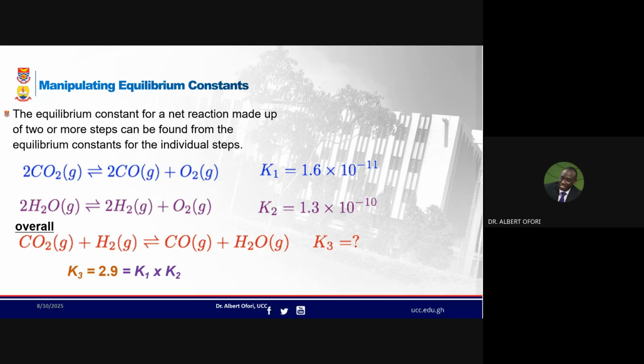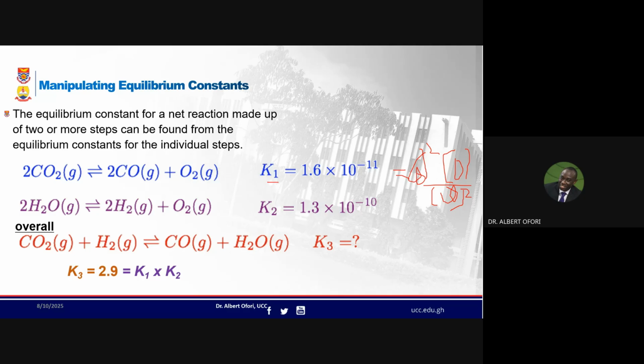If I want to write the equilibrium constant, basically it is the product: the concentration of carbon monoxide raised to the power 2, times the concentration of oxygen raised to the power 1, divided by the concentration of carbon dioxide raised to the power 2. Do you agree? Yes, please. Yes, sir.